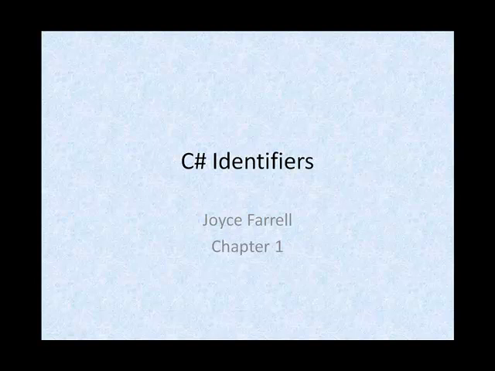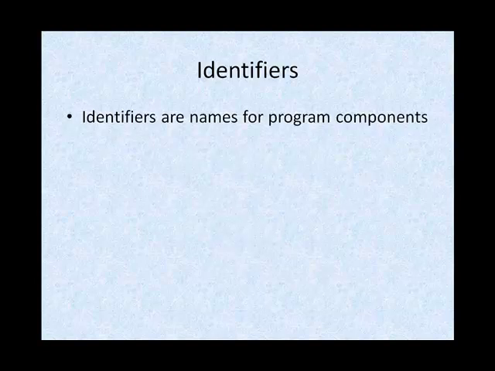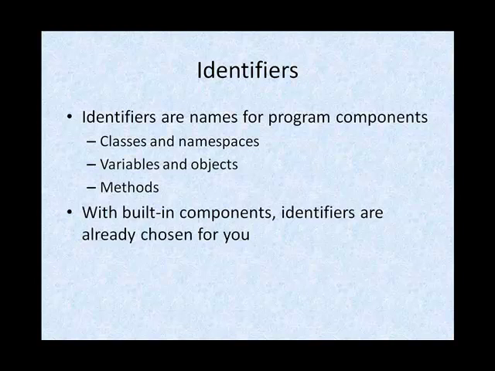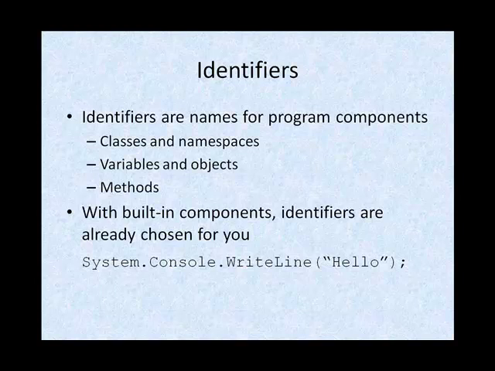Let's talk about C# identifiers. Identifiers are the names for program components. This includes classes and namespaces, variables and objects, and methods. With built-in components, identifiers are already chosen for you. For example, when you write a statement like System.Console.WriteLine("Hello"), the namespace System has already been selected for you, as has the class name Console and the method name WriteLine.